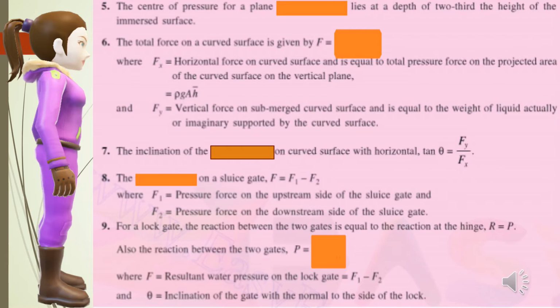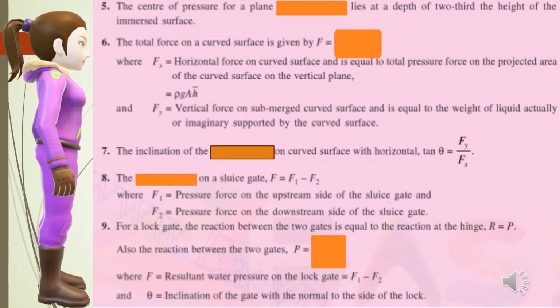And then number 8, the dash on a sluice gate, capital F equal to F1 minus F2, where F1 equal to pressure force on the upstream side of the sluice gate and F2 equal to pressure force on the downstream side of the sluice gate.